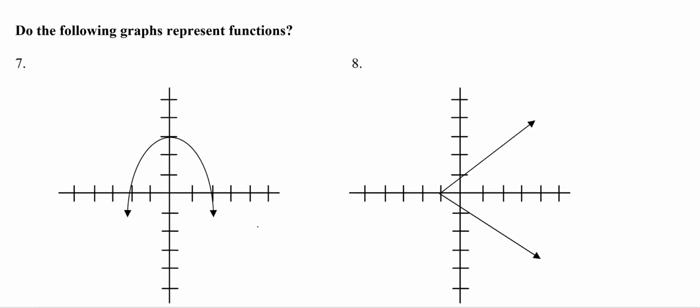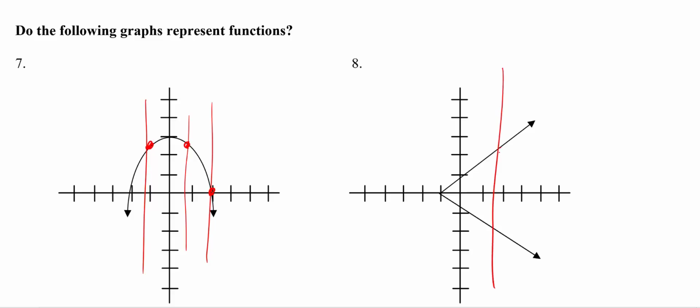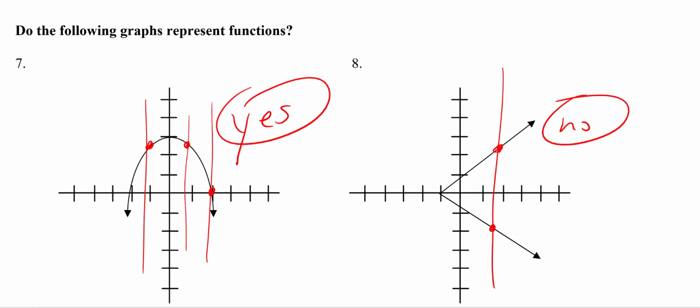Do the following graphs represent a function? Remember, use the vertical line test. If it doesn't hit more than one spot when you're drawing a vertical line, then you're good to go. You can see it never hits more than one. It hits one spot here, one spot here, one spot here. So that's good. This one, right away, you can see, not a function, because it hits in 2 spots when I draw one line. Doesn't matter where you draw the line, if it hits in more than one spot, it is not a function. So this is a function, and this is not a function.